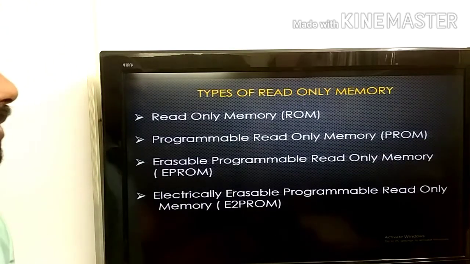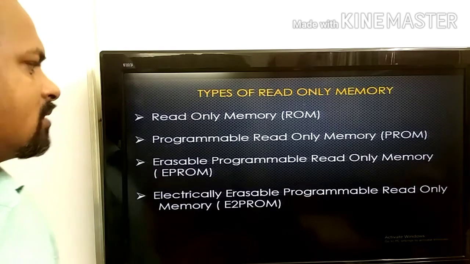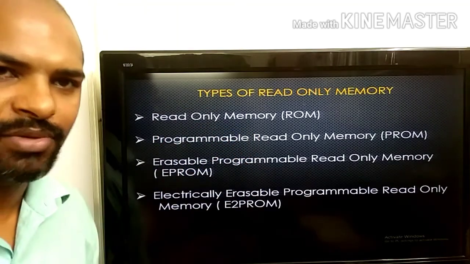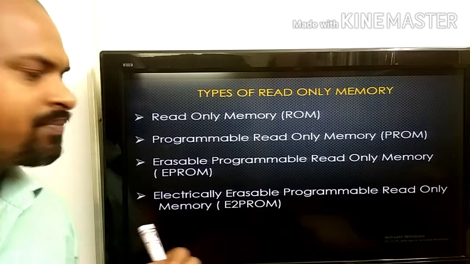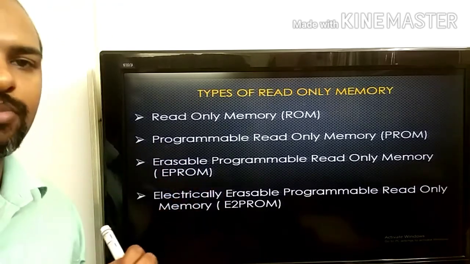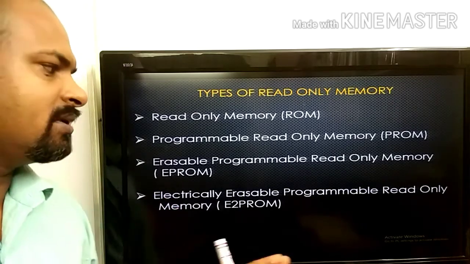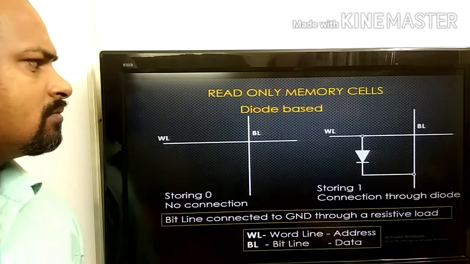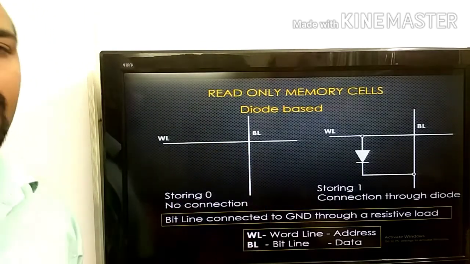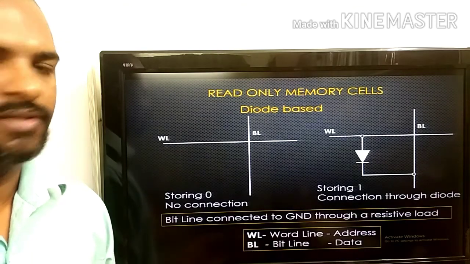There are different types of read-only memories: read-only memory or mask programmable read-only memory, programmable read-only memory, erasable programmable read-only memory EPROM, and electrically erasable programmable read-only memory EEPROM. And now let us see how bits can be stored inside ROM cells.